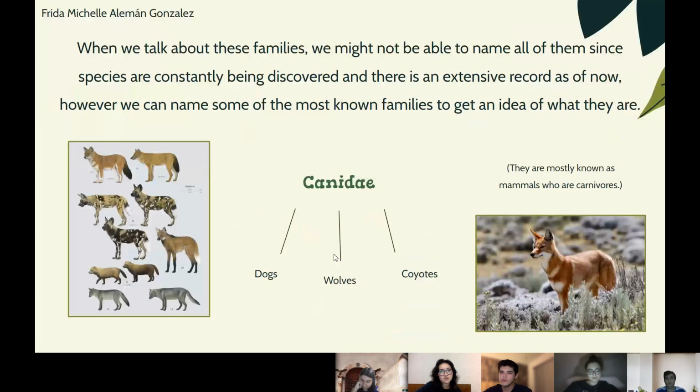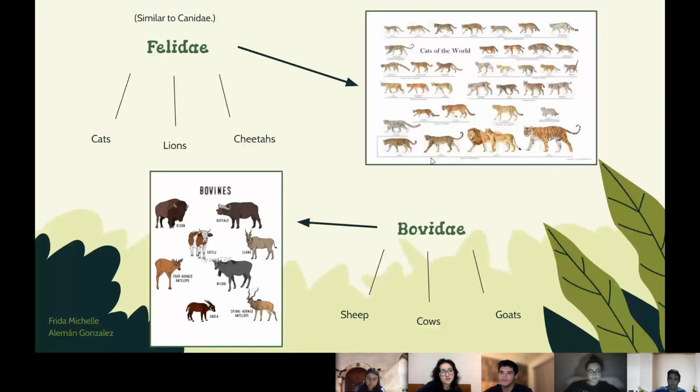When we talk about these families, we might not be able to name them all, since the species are constantly being discovered, and there is an extensive record as of now. However, we can name some of the most known families to get an idea of what they are. For example, Canidae, which includes dogs, wolves, coyotes, and they are mostly known as mammals and are carnivores.